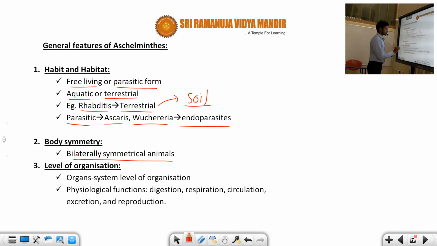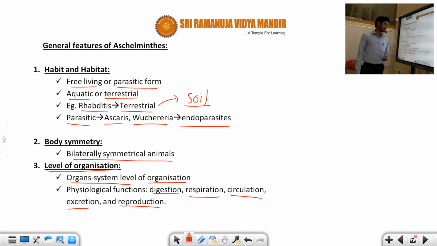And coming to the level of organization, students. Here the organ system level of organization is present. With the help of the organ system level of organization, it shows various physiological functions: digestion, respiration, circulation, excretion, and reproduction.